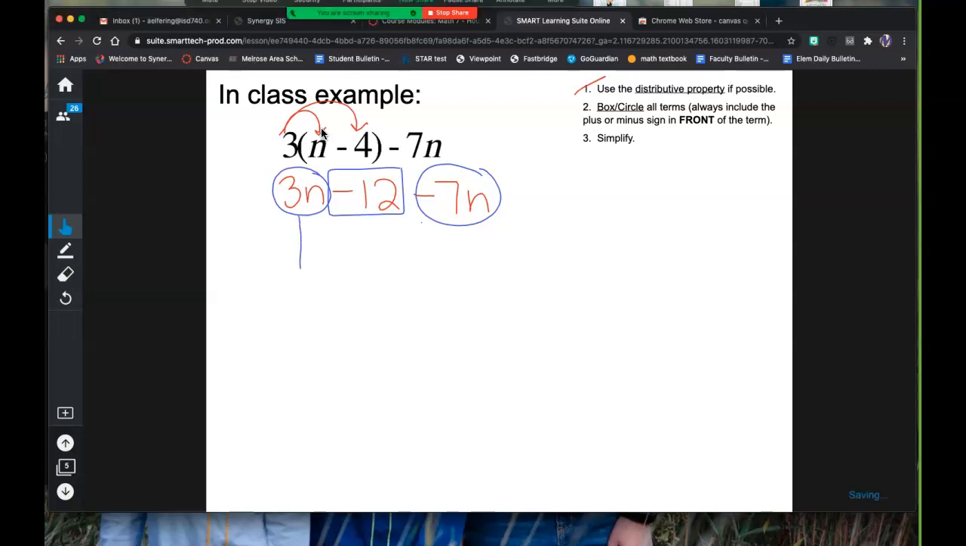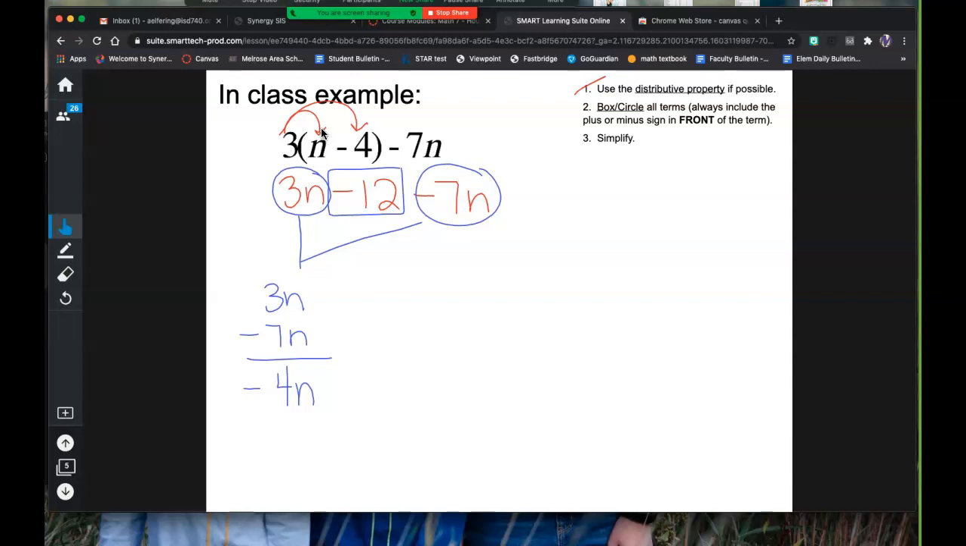Okay, then I'm going to take my circles, 3n and negative 7n. This was a minus sign, so it stays with there. It's just a negative 7n. Now I'm going to put them together. What's 3 plus negative 7? Negative 4. Negative 4n. Don't forget the n on there. Do you always add? Yep, you'll always combine them. Combining means adding. Okay?